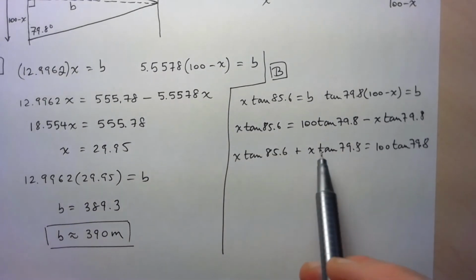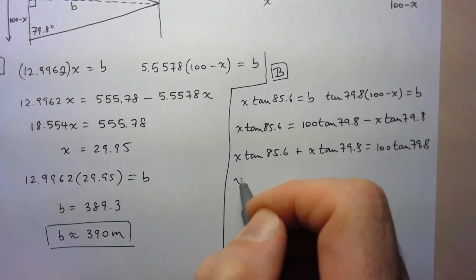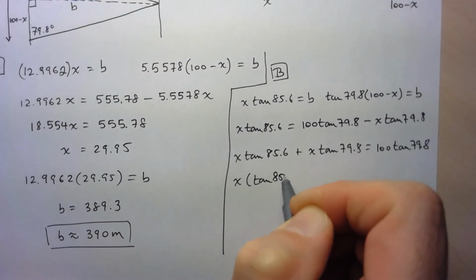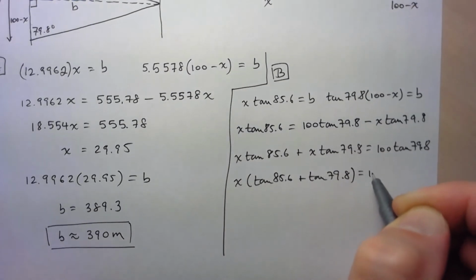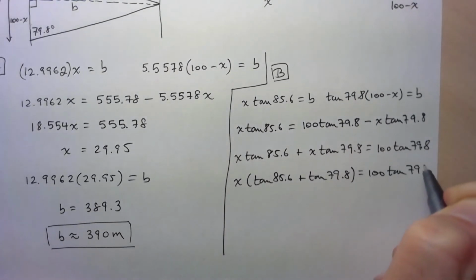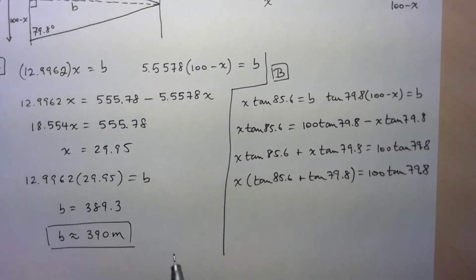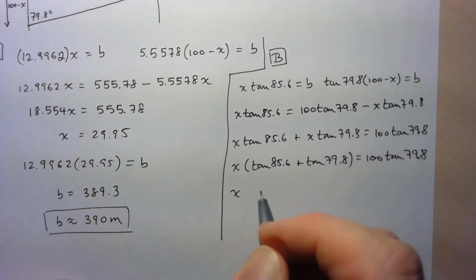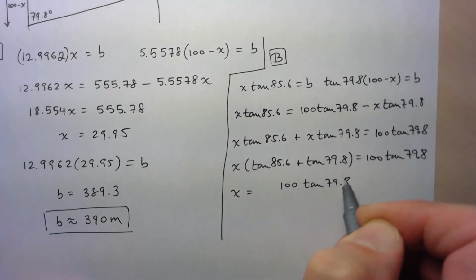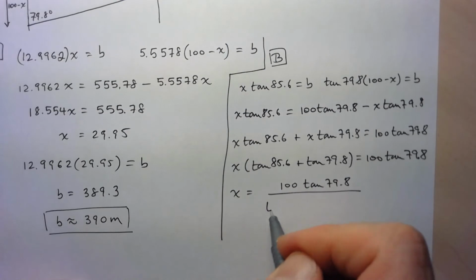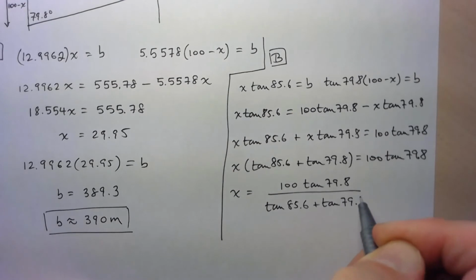Okay, so again, how do we add two like terms? Well, we just add the coefficients in front of them. So this is like having x times tan of 85.6 plus tan of 79.8 equals 100 tan of 79.8. And of course, lastly, we just divide this coefficient to both sides of the equation in order to isolate x. So x is given by 100 tan of 79.8 divided by this whole expression, tan of 85.6 plus tan of 79.8.